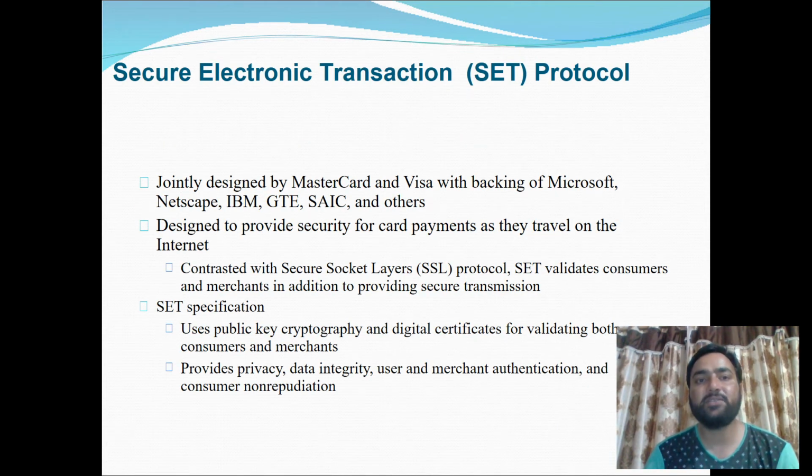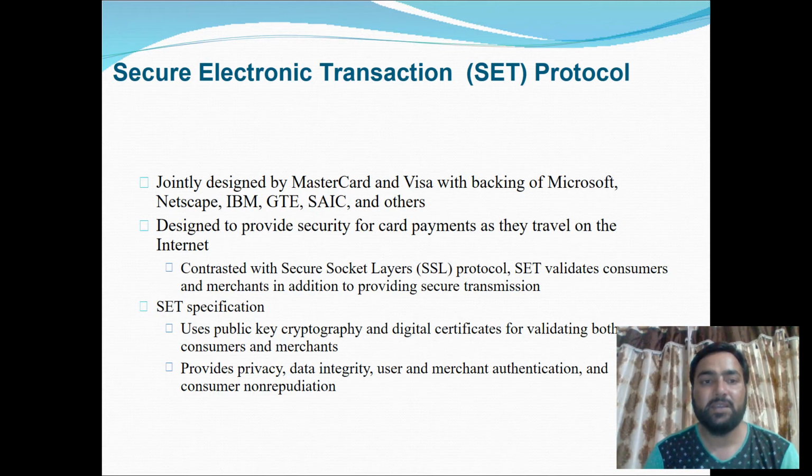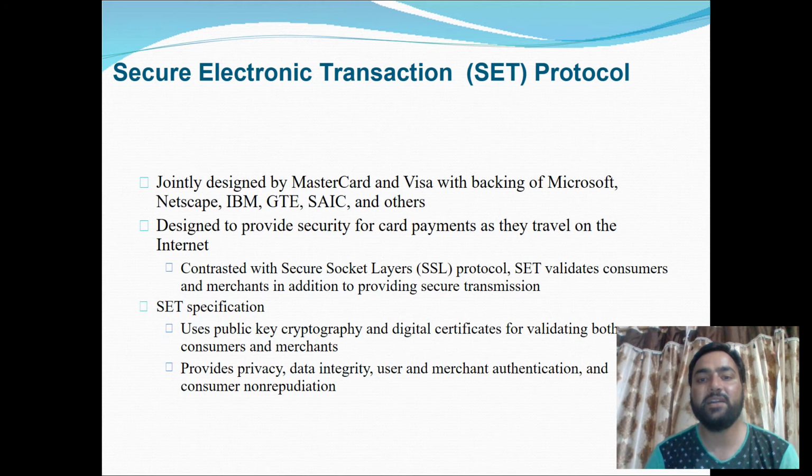Then comes the Secure Electronic Transaction Protocol, SET. The Secure Electronic Transaction Protocol is the dedicated protocol that is designed specifically for the transactions that are done over e-commerce portals, specific for payment of goods or services over the web, specifically designed for monetary value transactions. It is jointly designed by MasterCard and Visa with backing of Microsoft, Netscape, IBM, GTE, SAIC, and other organizations that were included in the development of the SET protocol.